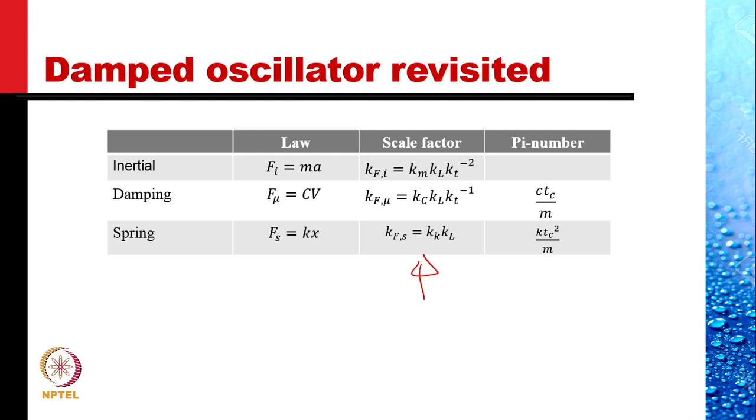And then by equating the scale factors of these two forces, we can get this as a pi number. And by equating inertial and spring forces, we could get this as the pi number. The first pi number, C Tc by m, is the ratio of the damping force to the inertial force, while this last one is the ratio of the spring force to the inertial force.